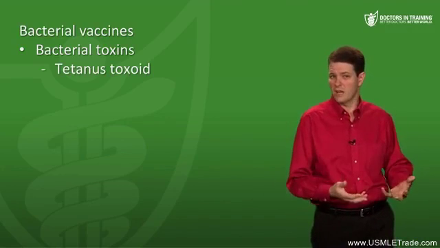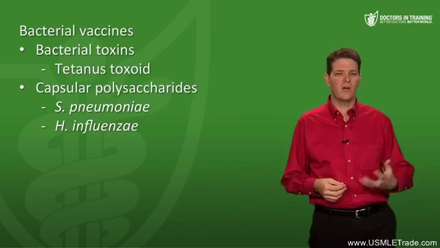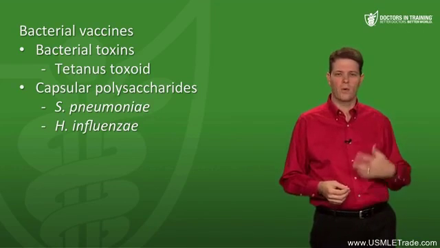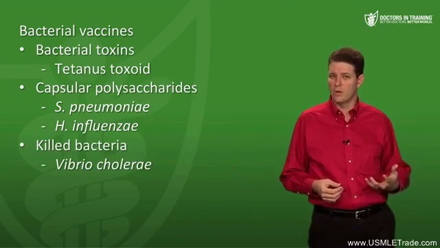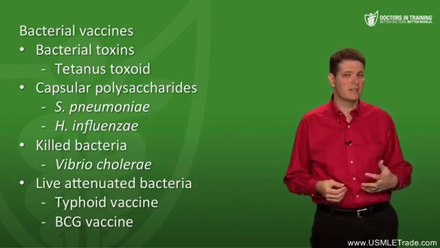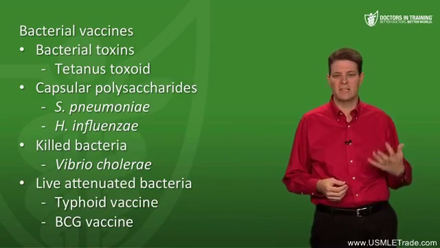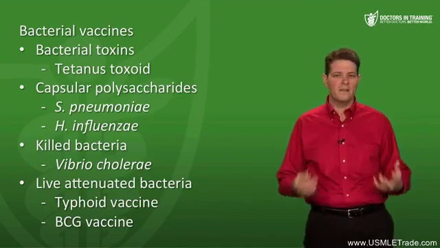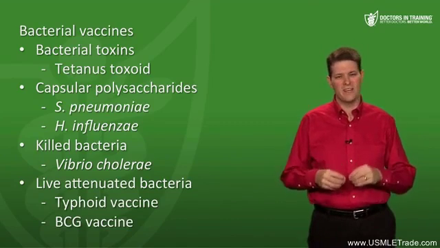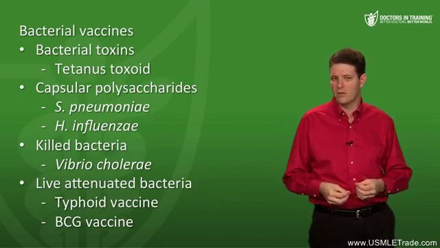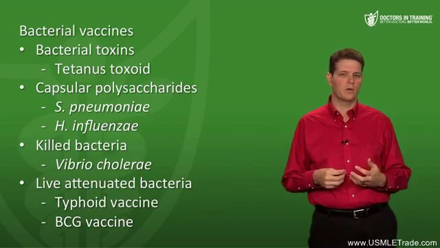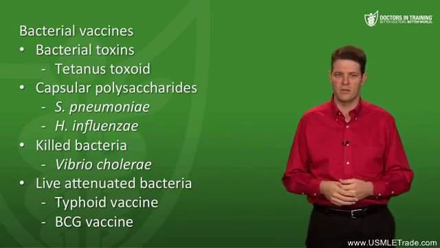Now, bacterial vaccines tend to be either vaccines against the bacterial toxins, like tetanus toxoid, or vaccines against polysaccharides on the capsule of things like strep pneumo or H. flu. Or sometimes we actually give killed bacteria like Vibrio cholera. Or you can give live attenuated bacteria like in the typhoid vaccine or in the BCG vaccine against tuberculosis. But in all these cases, because these bacteria aren't actually infecting individual cells, there won't be a cellular cytotoxic T cell response. So again, bacterial vaccines generally are going to induce a humoral B cell response.